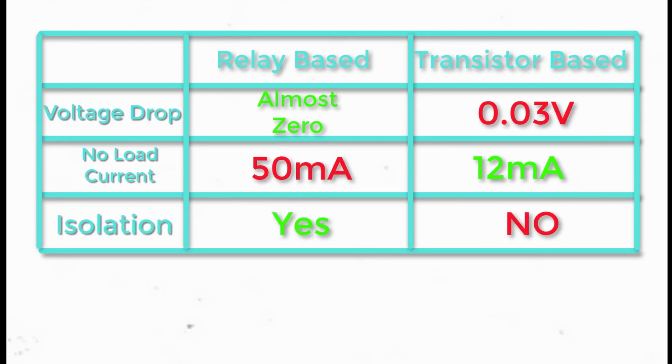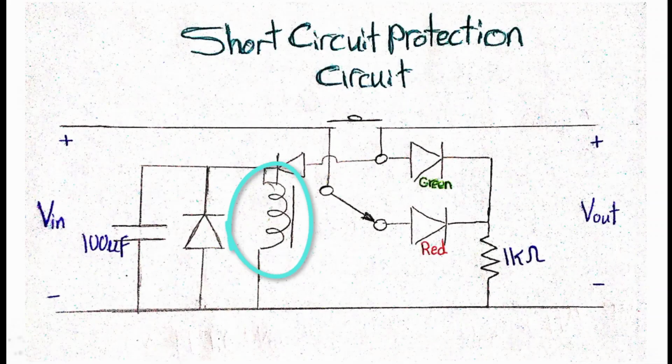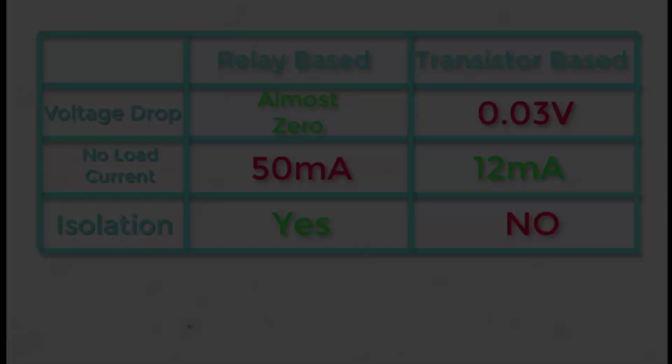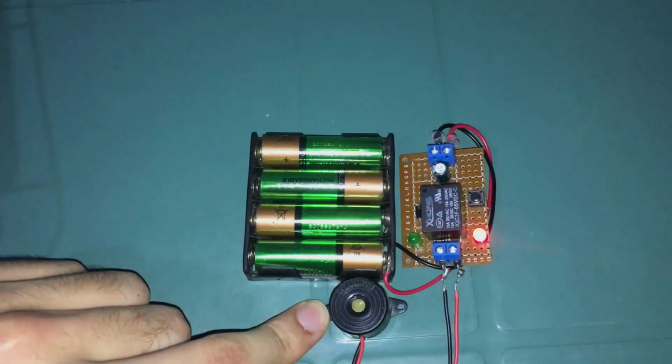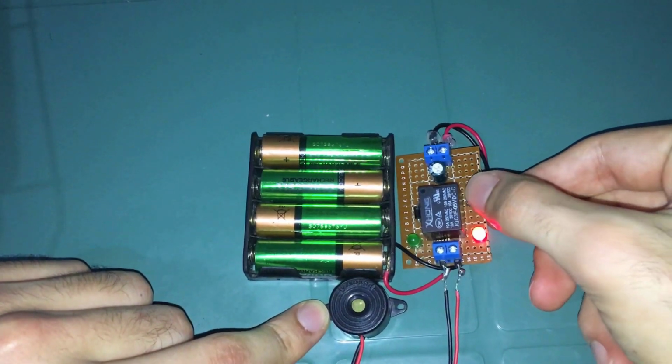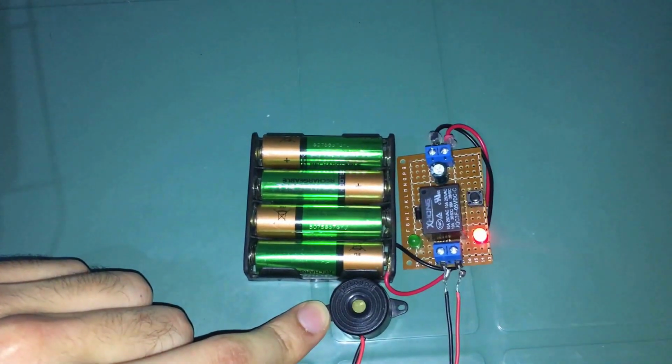From the obtained results, we can see that the relay-based circuit consumes a relatively large current, even in no load condition, due to the parallel relay coil. But the good thing about this circuit is that it provides isolation to your power source, which serves a safety purpose. Now it's time to see how these circuits operate in action. So I used a buzzer as a load and tested both circuits.